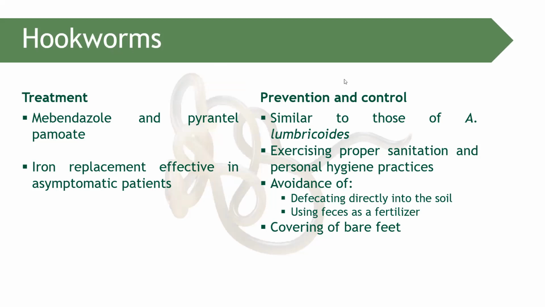So for the treatment, again, we have mebendazole or iron replacement, which is effective against asymptomatic patients. Okay? Similar in control is usually the same as your other parasites. And lastly, covering bare feet, so that the filariform cannot penetrate.